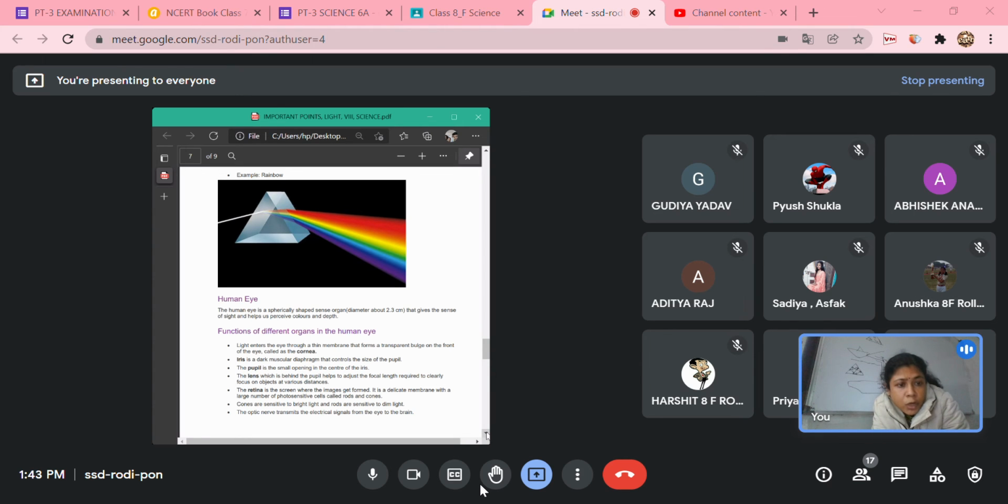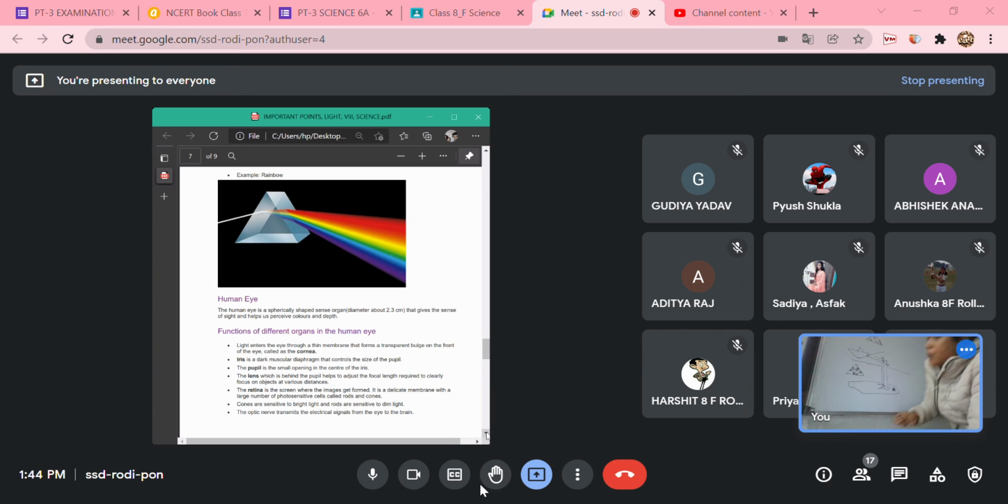That is a formula. Do you know the formula for the number of images formed by two mirrors? 360 divided by the angle at which the mirrors are placed, minus one. That will give you the actual number of images formed.